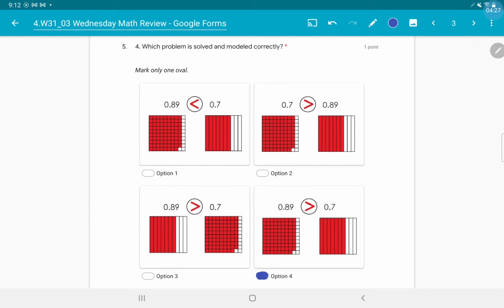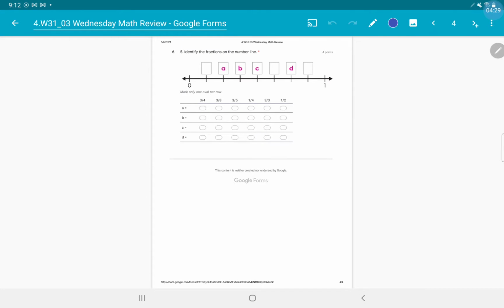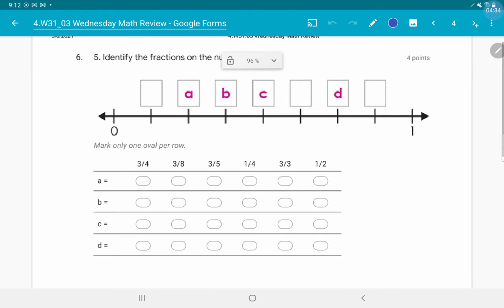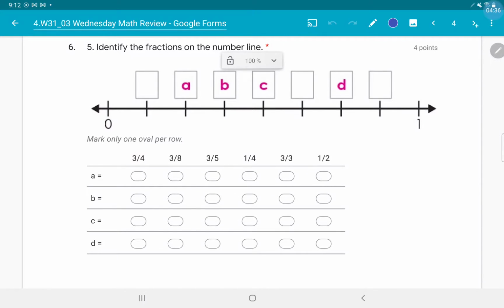And then the last one on Wednesday, we had fractions on a number line. And we had to figure out what the missing parts were. Dylan, how did you figure that out? On A, I put 1/4. On B, I put 3/8. On C, I put 1/2. And on D, I put 3/4.